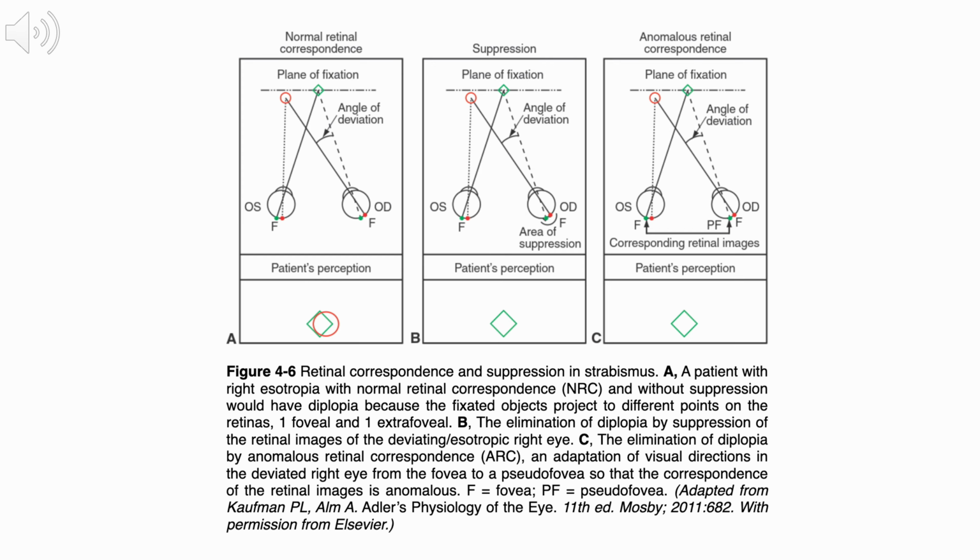Here, the brain takes a different approach. Instead of ignoring the deviating eye, it rewires visual direction. The fovea of the fixing eye is paired with a non-foveal point, the pseudofovea of the deviating eye. Because those 2 points are now treated as corresponding, the patient perceives a single image without diplopia, even though the eyes remain misaligned. So the key idea is this: suppression removes one image, while ARC rewires correspondence. Both eliminate diplopia, but only ARC preserves some degree of binocular cooperation.